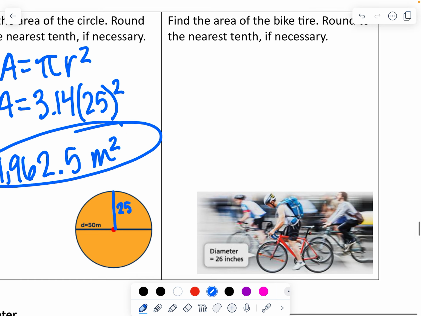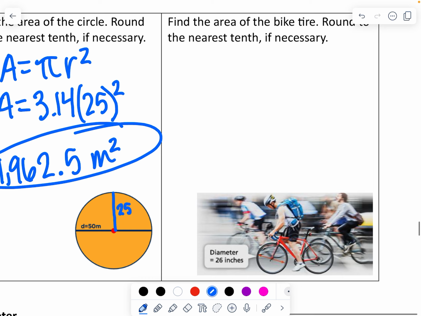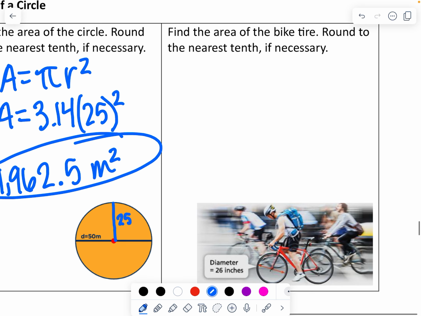On this one, same thing. If you want to try it on your own, do it. Pause the video. Do it on your own, and then you can fast forward to see if you got the correct answer. So, same formula because we're trying to find area. A equals pi r squared. We're trying to find area, so bring the A down.